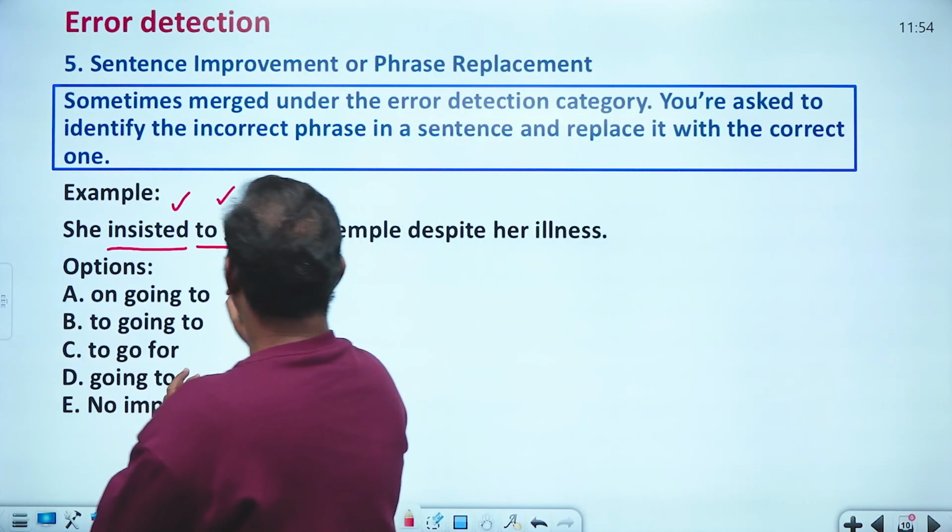Instead of saying "insisted to go", she insisted on going to the temple despite her illness. So "on going to" is there in the options: she insists on going to. Hence, the complete portion from here to here in the sentence is wrong. You have to be very careful. First identify from which point to which point the error is, and then check it with the answers.